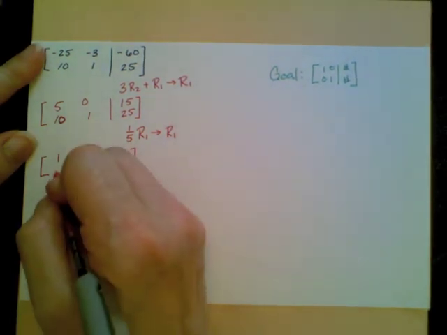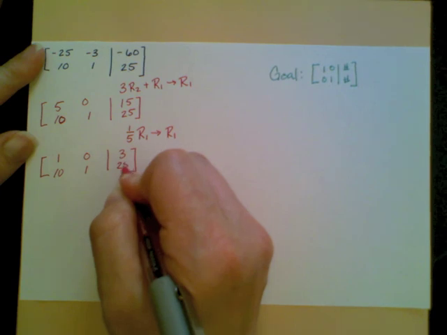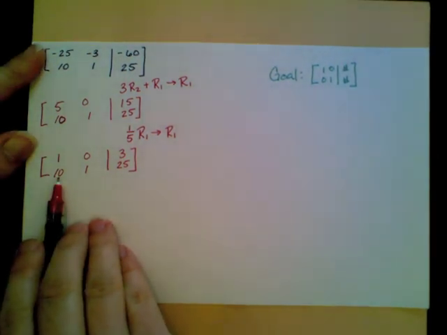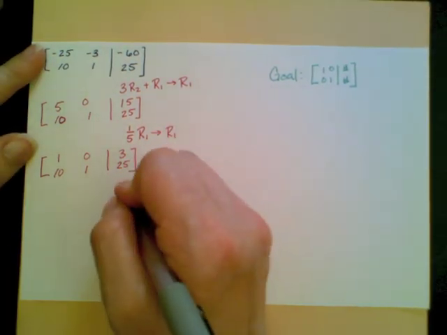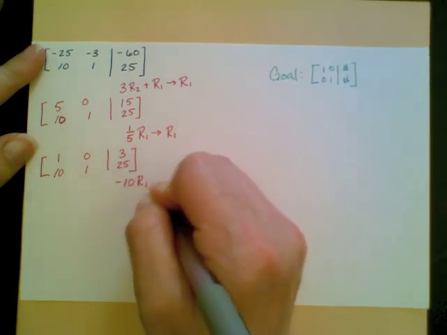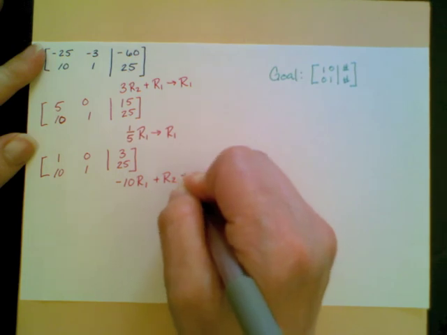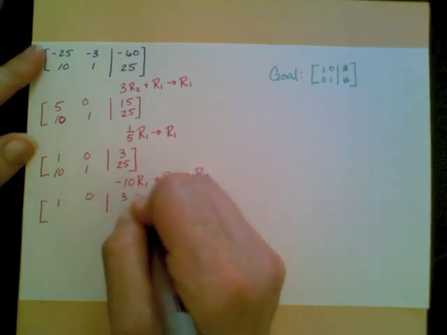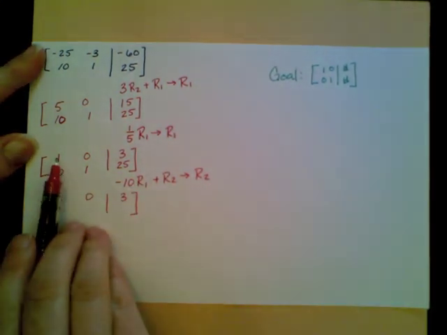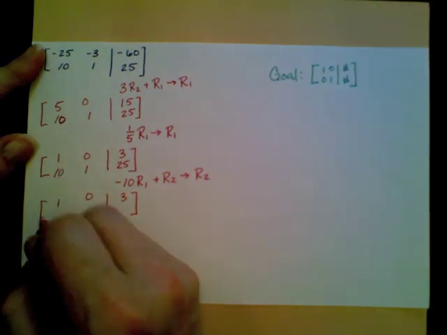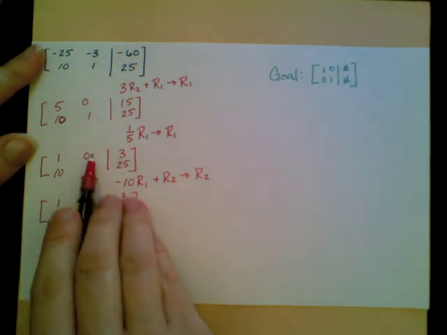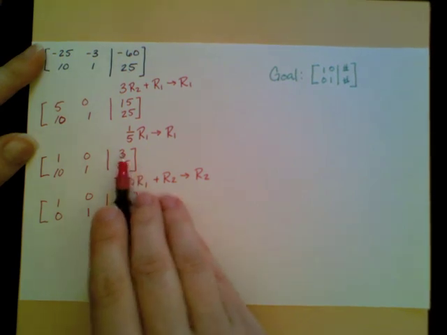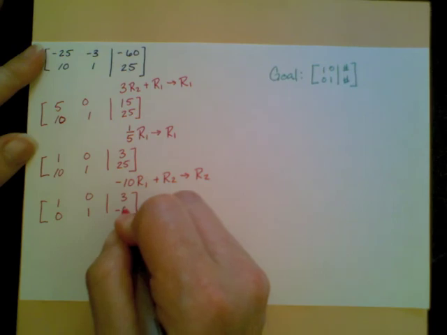Then I've got 10, 1, 25 for my second row, and I want to change this 10 into a 0. So I'm going to take -10 times row 1 plus row 2, and I'm going to store that in row 2. I'm recopying row 1 since it's not going to change. And then -10 times 1 is -10, plus 10 is 0. -10 times 0 is 0, plus 1 is 1. -10 times 3 is -30, plus 25 is -5.